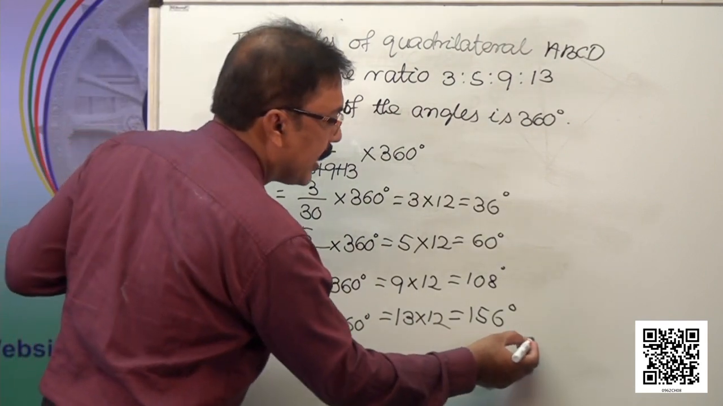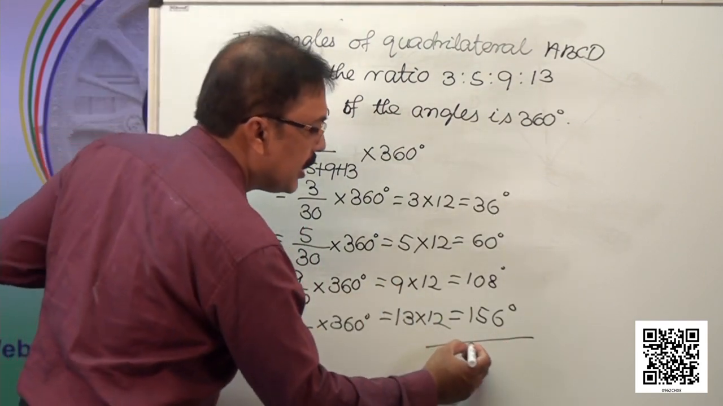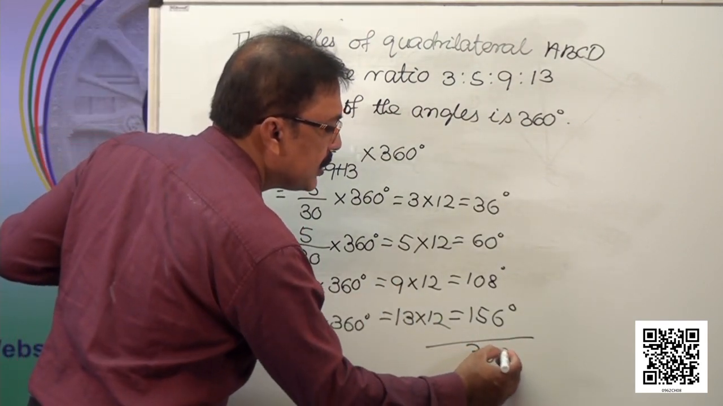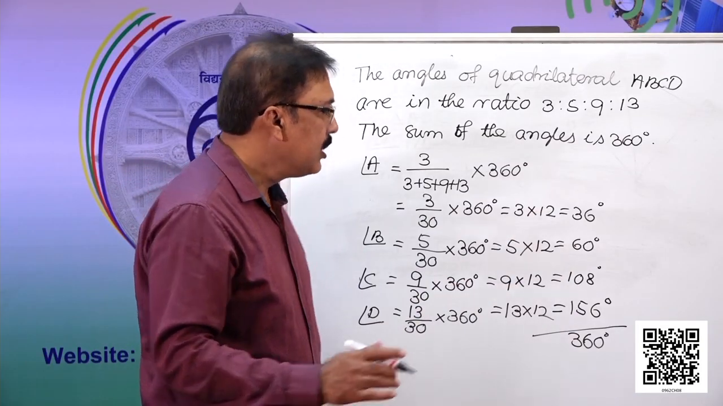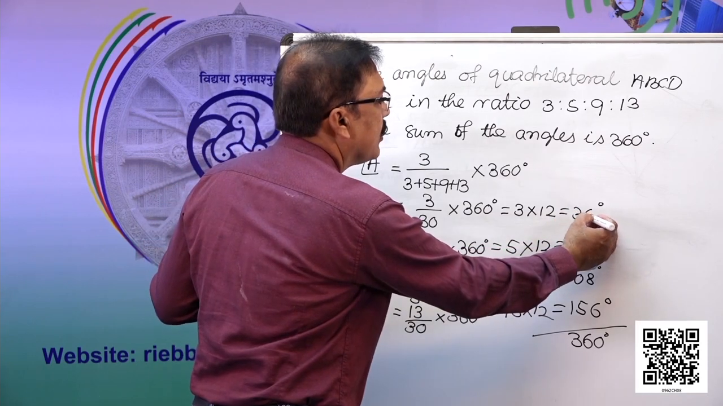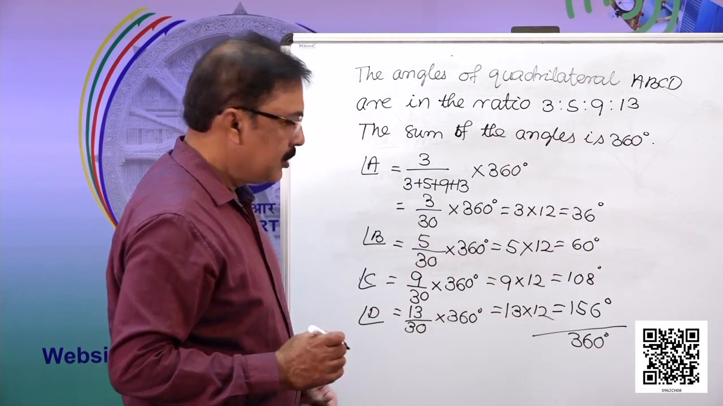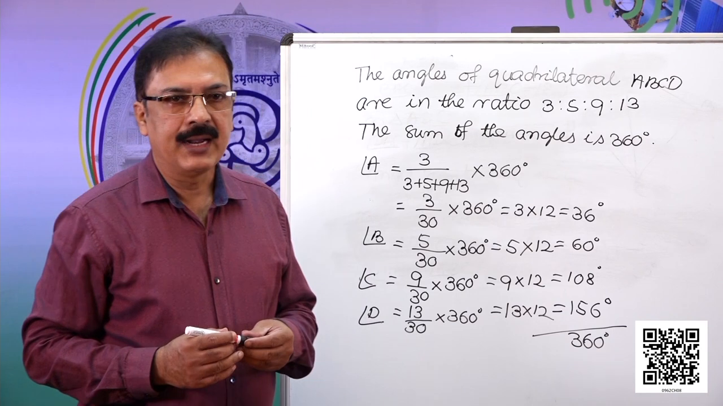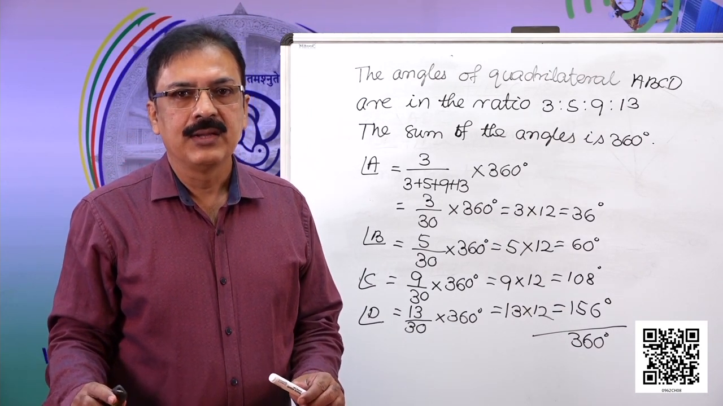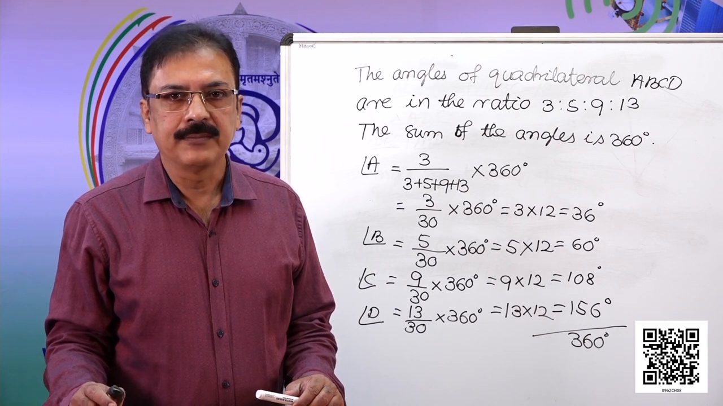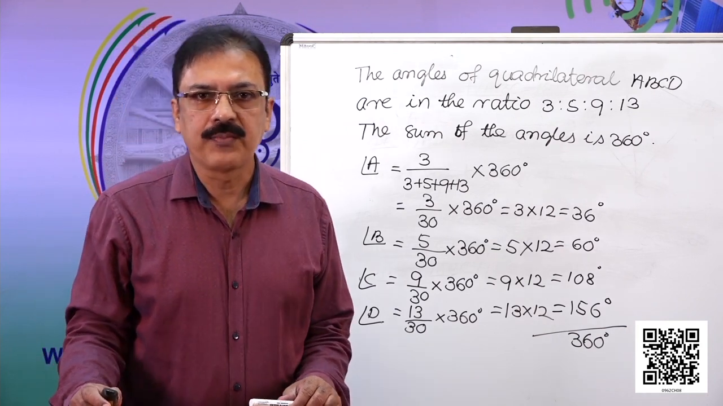Now if we take this sum, we can see that this sum is 360 degrees. So our solution is correct. We can verify it. So in this way, we can find the angles of a quadrilateral using the angle sum property. Now let's see another problem.